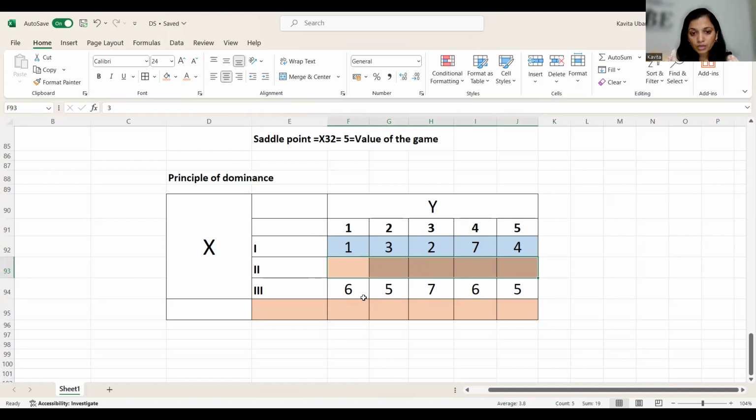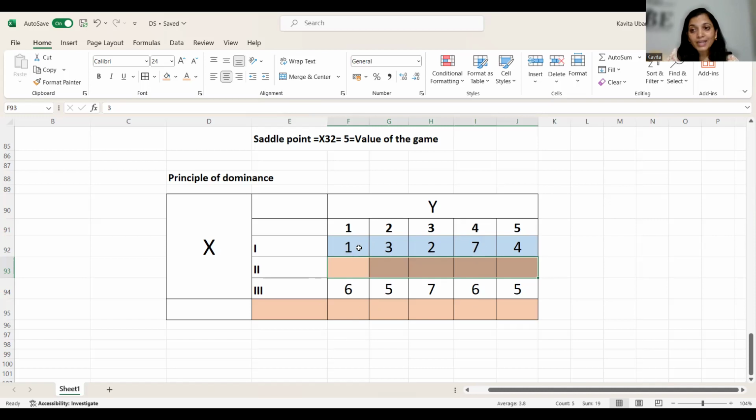Now compare row first and row third. 6 is more than 1, 5 is more than 3, 7 is more than 2, 6 here, there is a problem. 6 is less than 7. So the dominance rule is breaking here. It is not applicable here because 6 is less than 7. So the dominance rule is not applicable for row 1 and row 3.